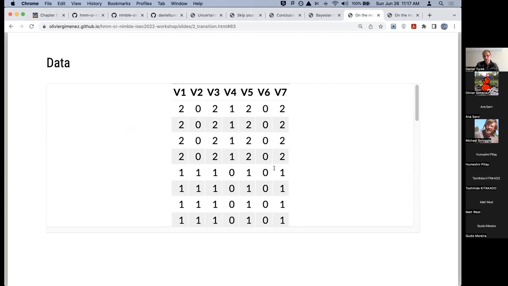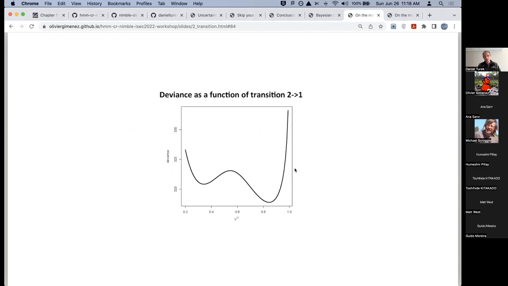This is the deviance of the model, which represents how well the model fits, and lower deviances represent a more parsimonious model fit, a better fit for the model as a function of psi 2-1, this transition probability. So we note there's a global minimum right here with this transition probability being about 0.8 something, but there's a local minimum right here where this transition probability is actually a little bit less than 0.4. So if initial values for psi 1 are here, we might converge to this local minimum, where initial values here converge to that minimum.